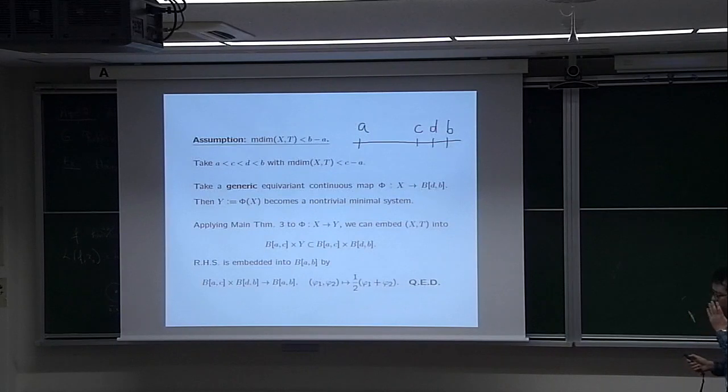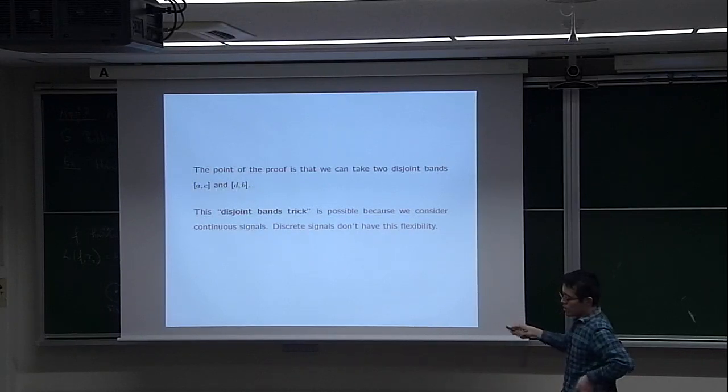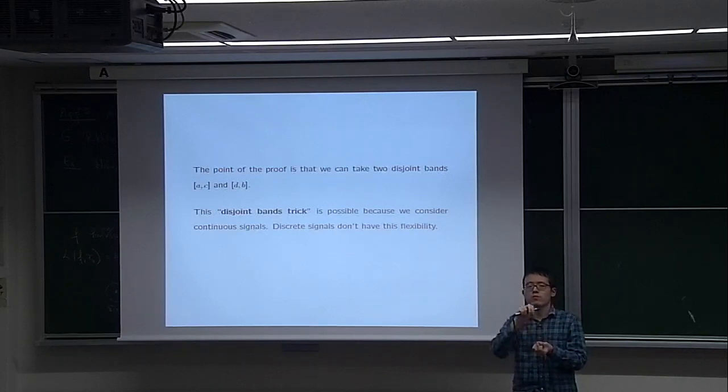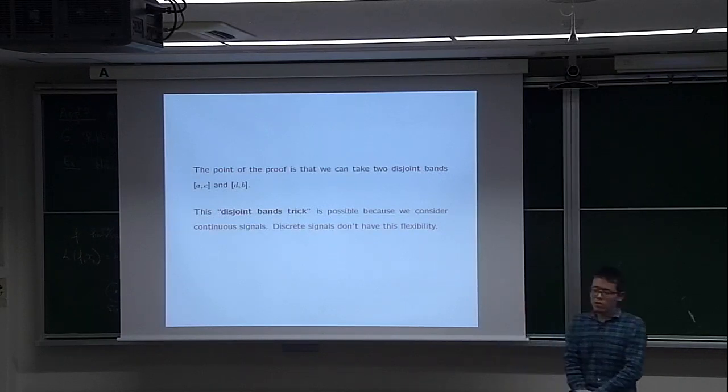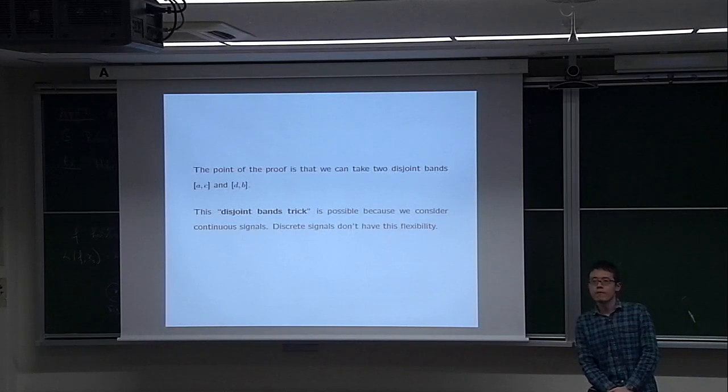This argument is very simple, but it just shows why continuous signals are more flexible than discrete ones. The point of this proof is that we can take two disjoint bands, [A,C] and [D,B]. This disjoint bands trick is possible because we can consider continuous signals. So frequency can vary continuously. On the other hand, discrete signals don't have this kind of flexibility. So this is the most important advantage of continuous signals.